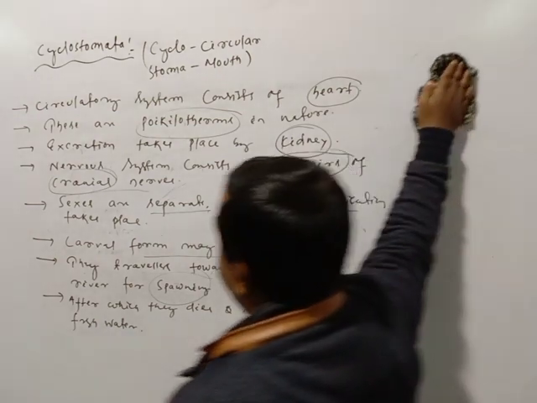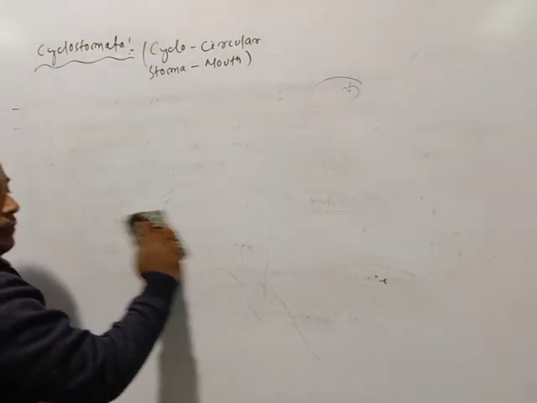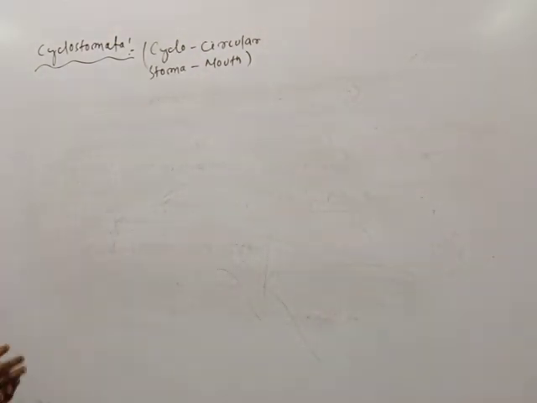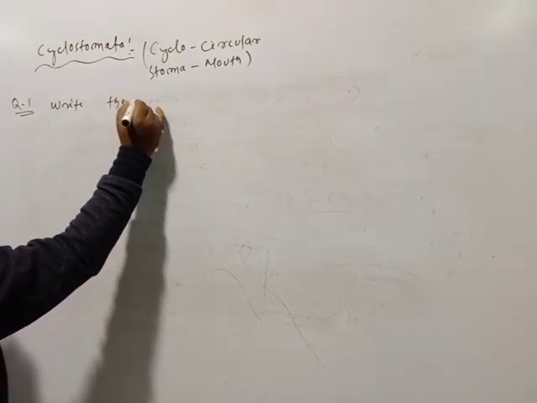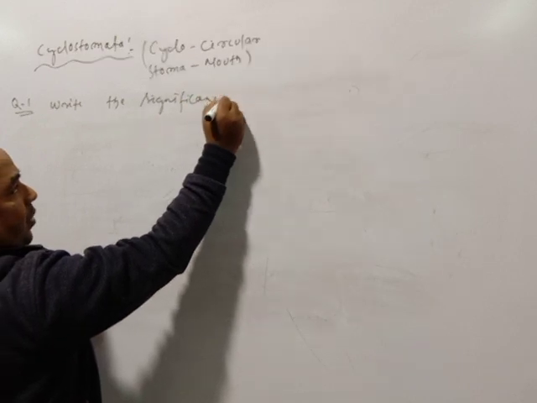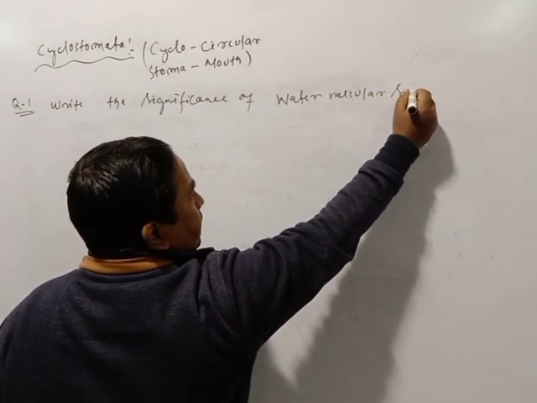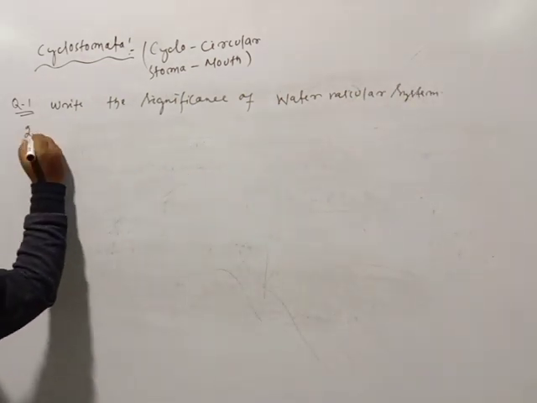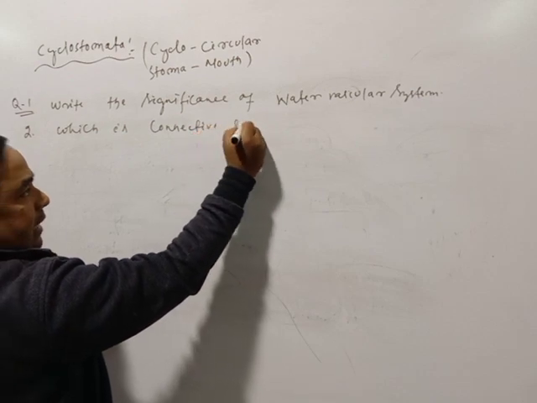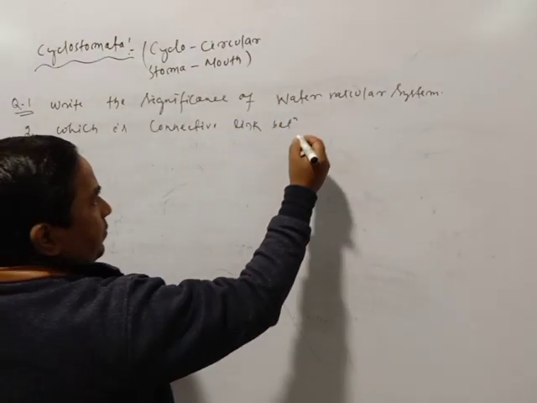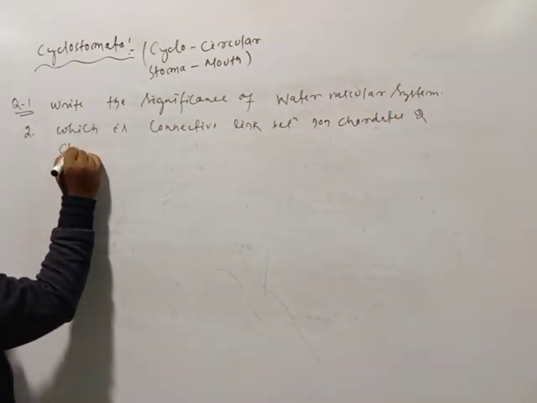Let us discuss few questions. You should practice them. Write the significance of water vascular system. Next, which is the connective link between non-chordates and chordates? You should write these questions.